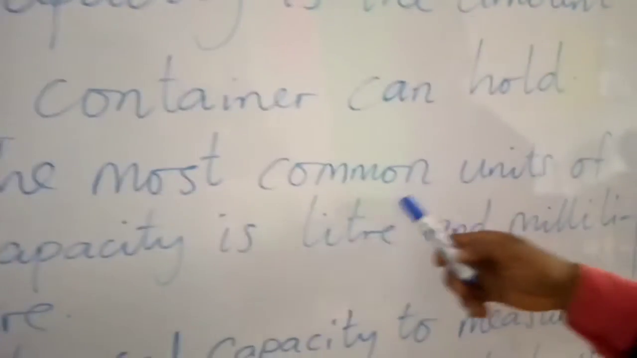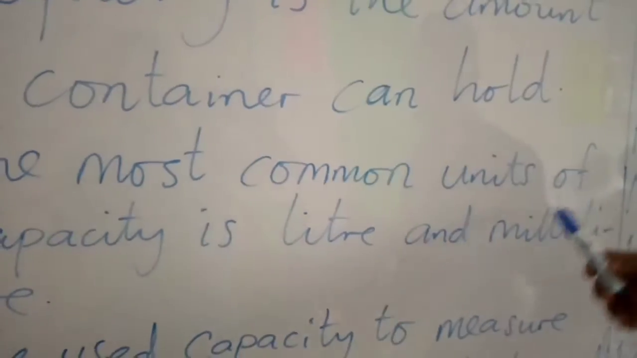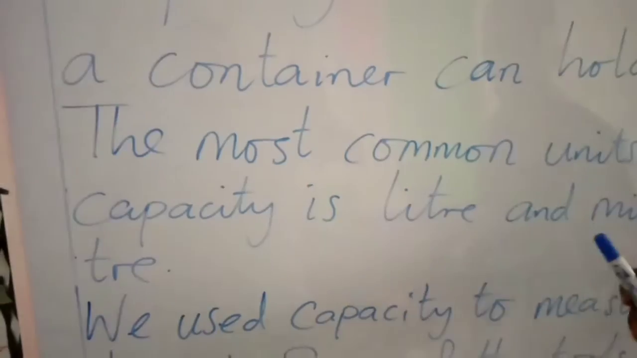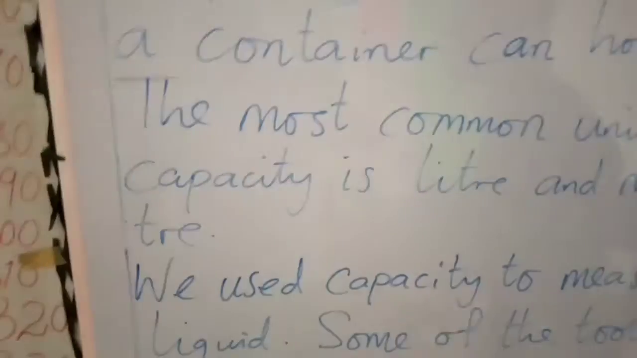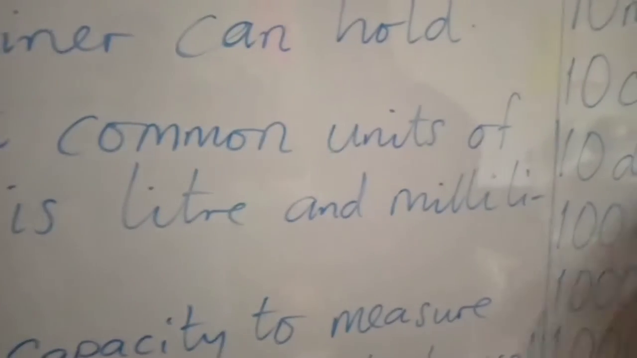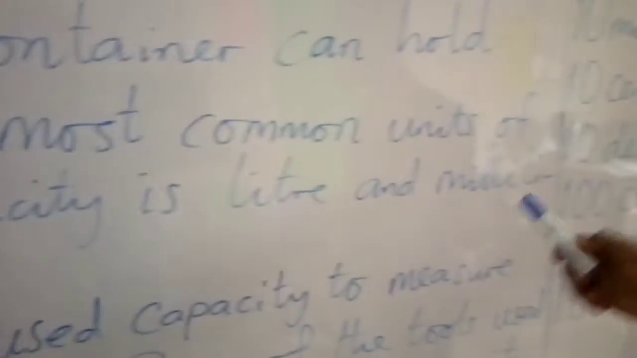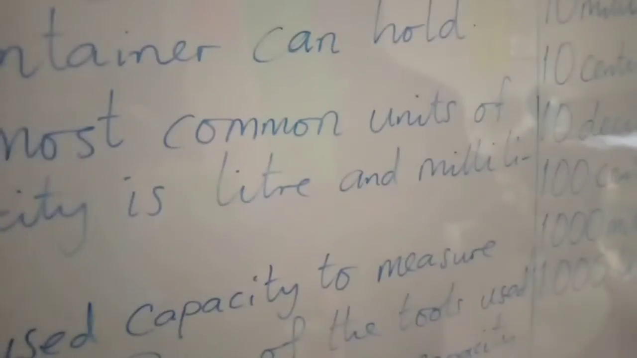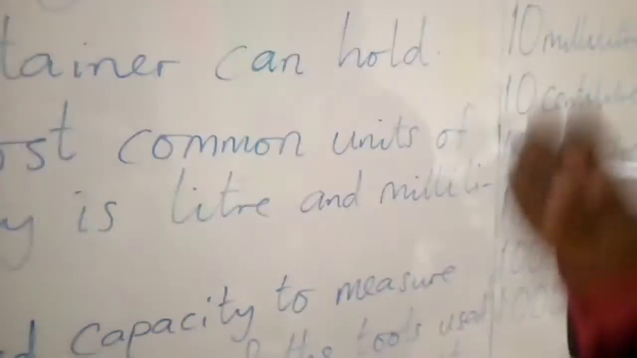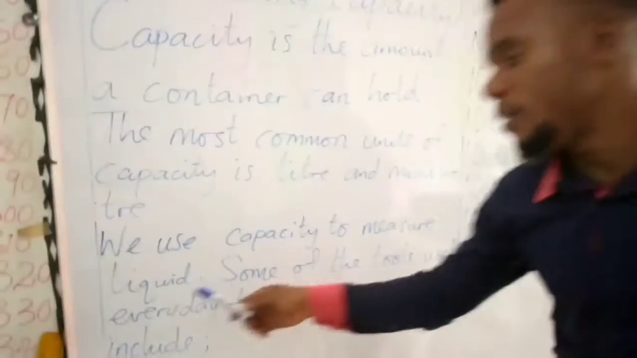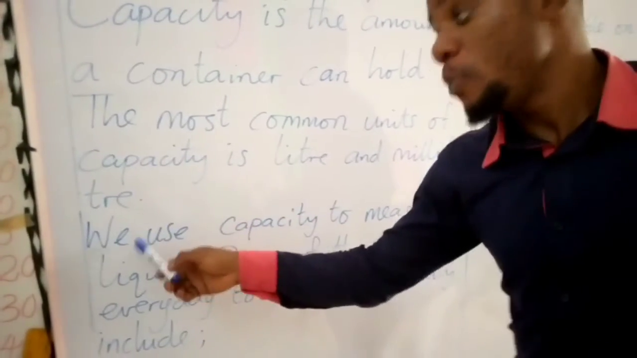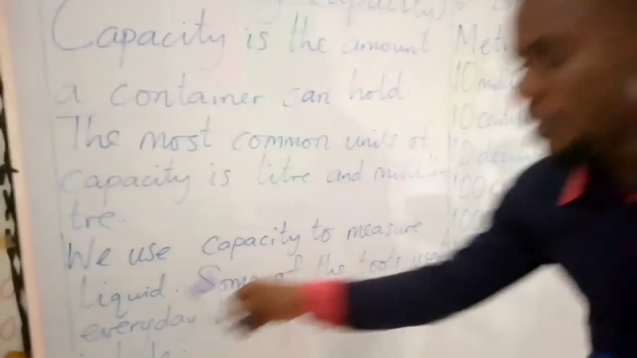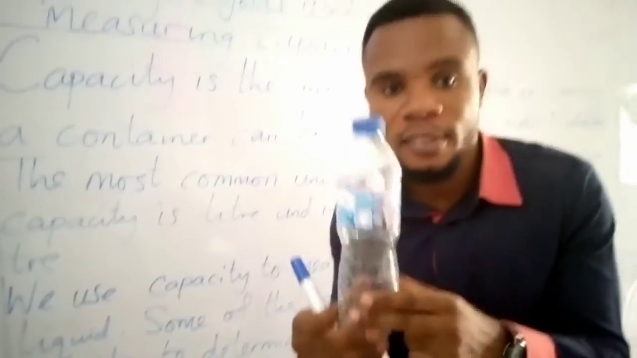The most common units of capacity are liter and milliliter. These are the two common units. This is bigger than this. Milliliter is the smallest unit in capacity. We use capacity, which is this, to measure liquid. So you can put your liquid here, any type.